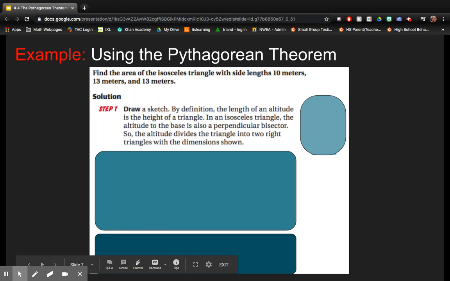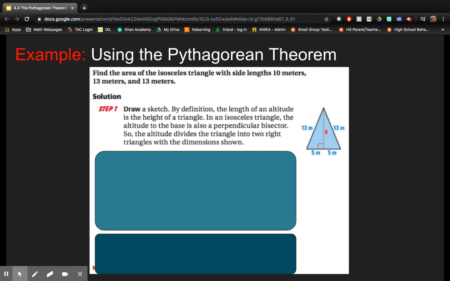So the first thing you want to do is sketch a picture of your isosceles triangle. Remember that an isosceles triangle has two equal sides and a base. So the two equal sides will be 13 and 13, and your base will be 10.